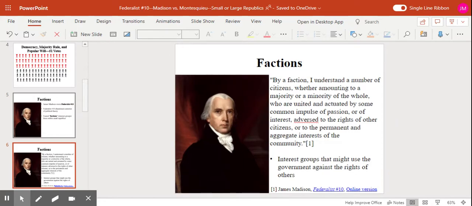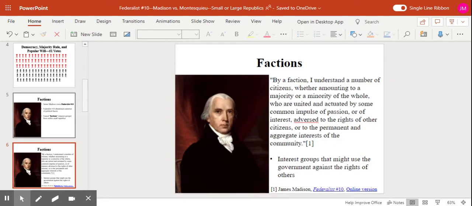So Madison wrote, "By a faction, I understand a number of citizens, whether amounting to a majority or a minority of the whole, who are united and actuated by some common impulse of passion or of interest, adverse to the rights of other citizens, or to the permanent aggregate interests of the community." So what Madison defines as a faction, it could be a majority of the people in a small republic, could be a minority that's just politically actuated and has access to be influential to the government.